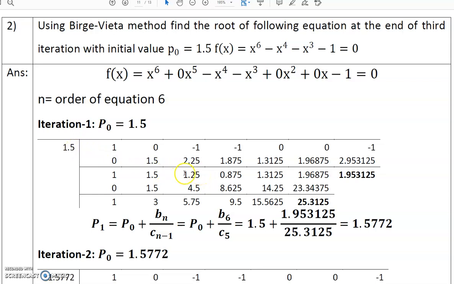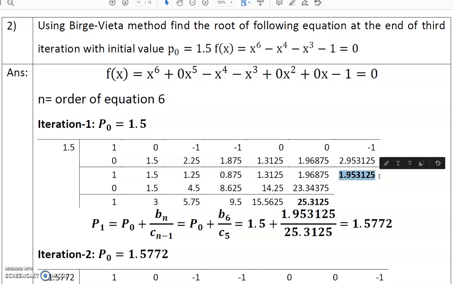Again 1.5 multiplied with 1.25, write down here 1.875. This 1.875 is the multiplication of 1.5 and 1.25. Then add this minus 1 and 1.875. Likewise you continue this process up to the last coefficient.